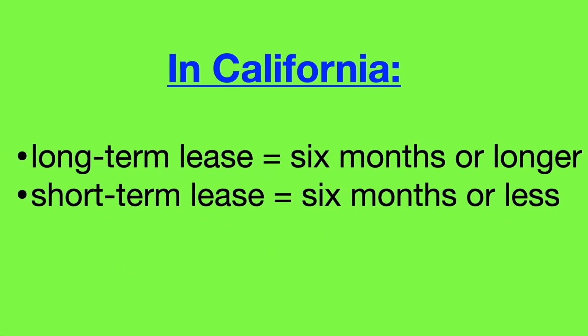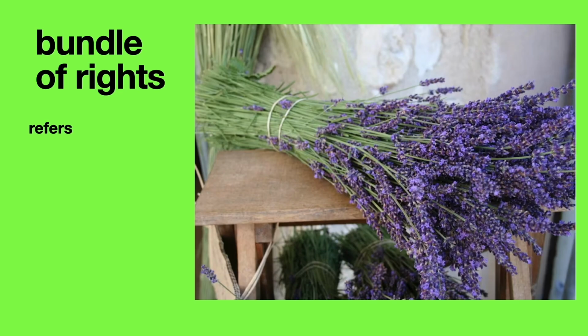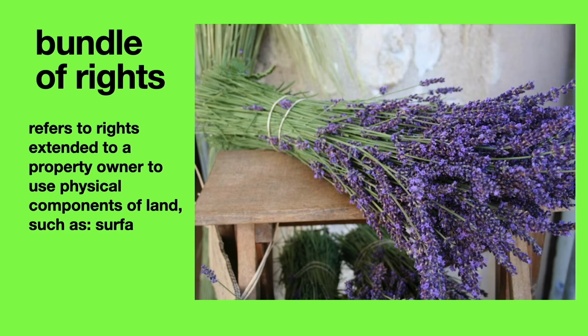In California, a long-term lease is 6 months or more. A short-term lease is less than 6 months. Bundle of rights refers to the rights extended to a property owner to use the physical components of land, such as the surface, subsurface, and air rights.